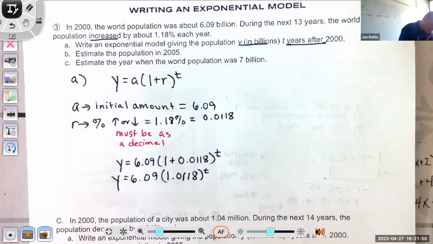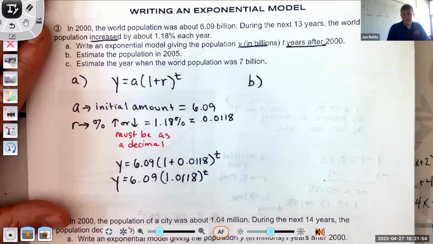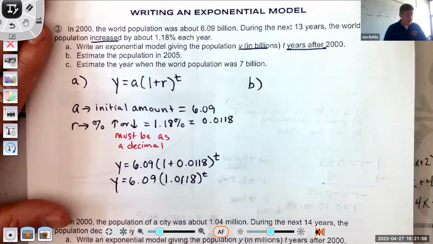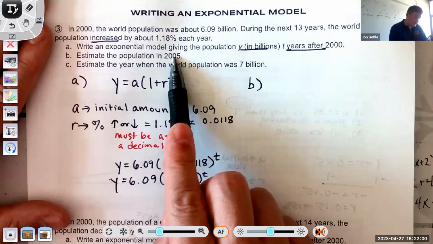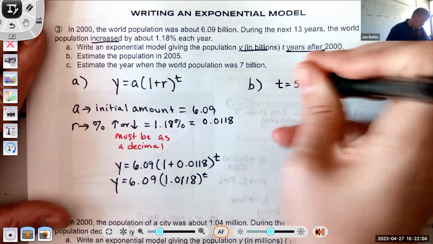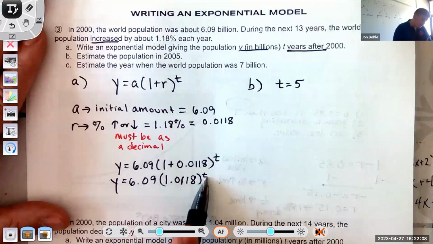Okay, part B. Part B says, estimate the population in 2005. So what T value represents 2005? I hinted at it earlier. 2005 is 5 years after 2000. So this is T is equal to 5. So all I have to do is take this equation, and instead of T, I'm going to write 5.